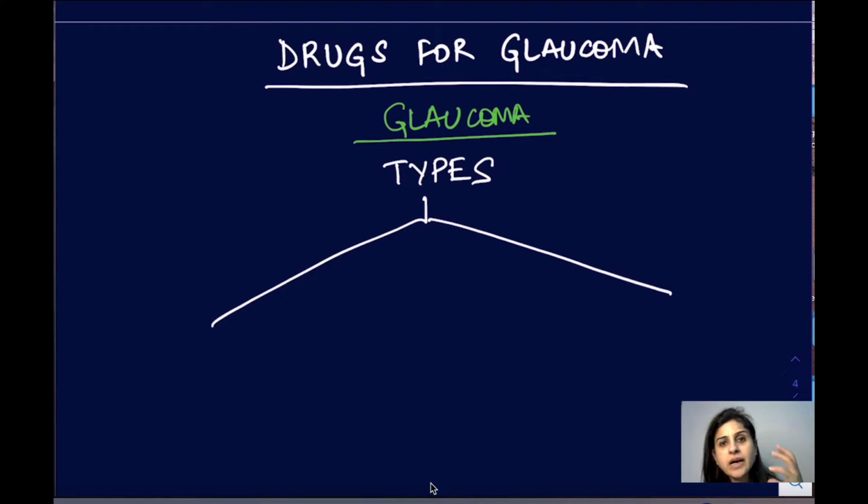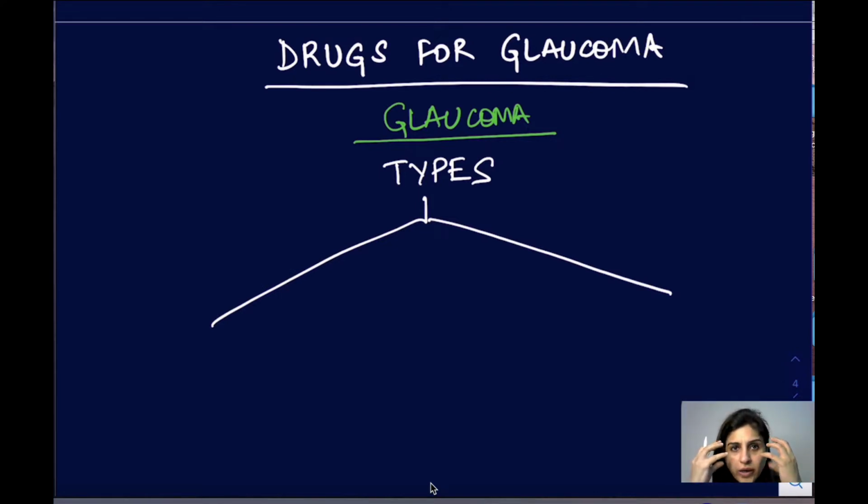Because you know that in the eye there is production of aqueous humor by the ciliary body, and that aqueous humor then drains out through the trabecular meshwork. By any reason, if that outflow path is blocked, the aqueous humor, that fluid, is not able to go out.